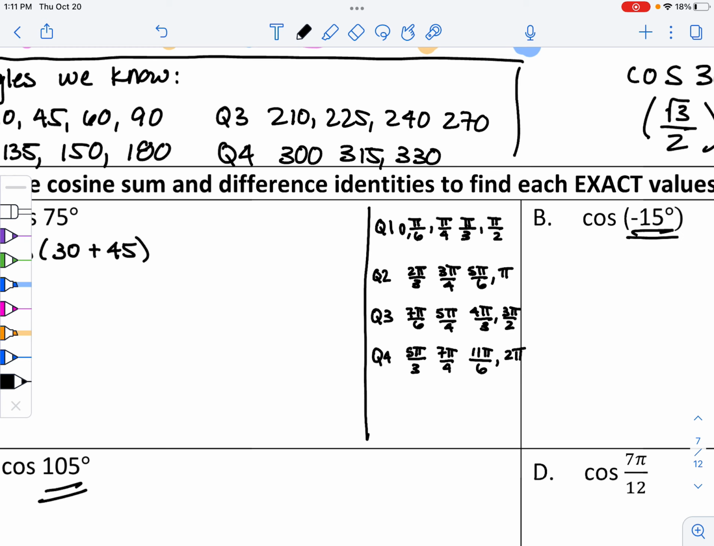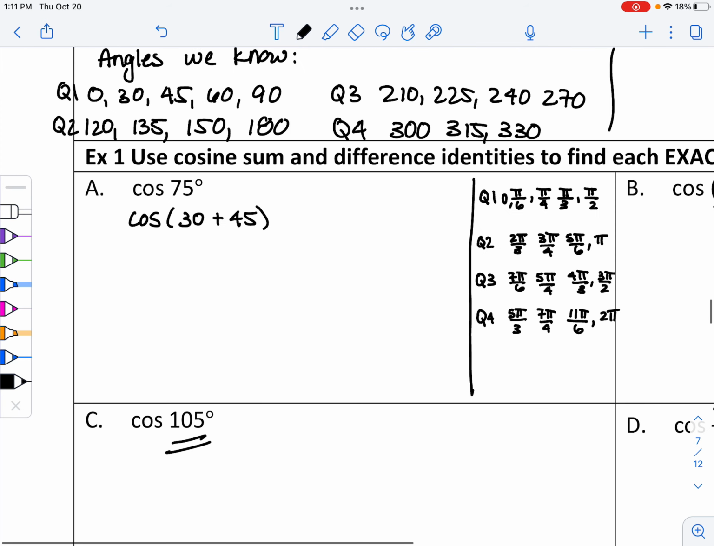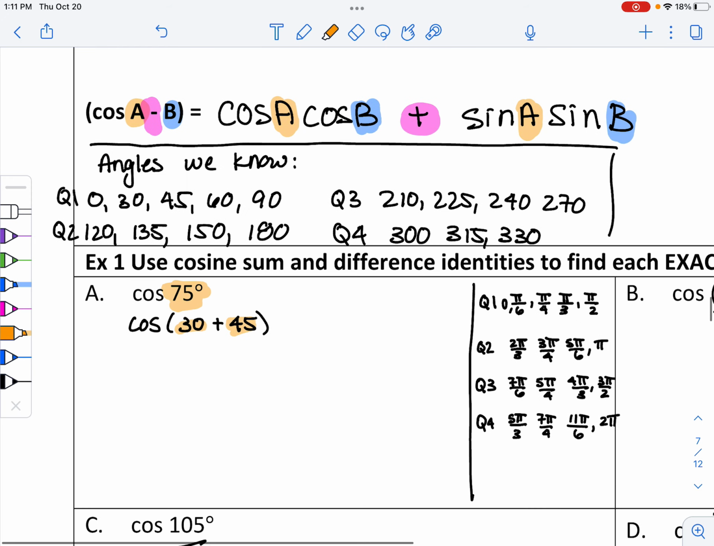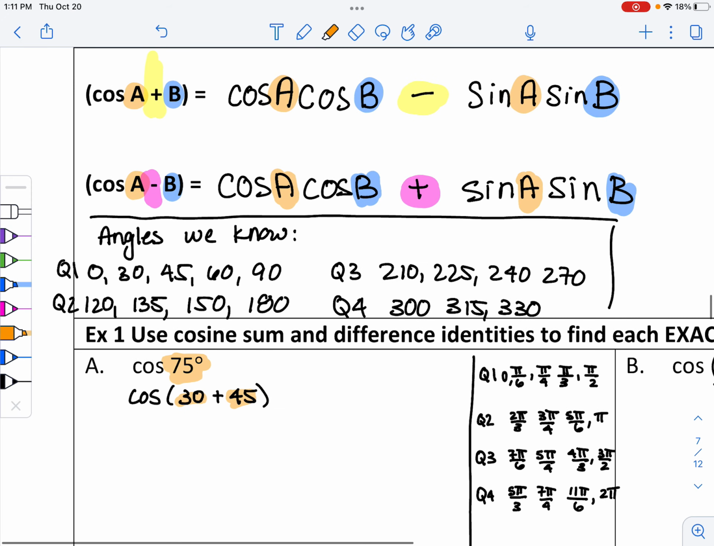So we know all of those angle measurements, and we are going to have to work with some of those fractions. If the problem starts in degrees, then it is okay to separate into degrees. If the problem starts in radians, make sure you're doing this in radians. So we are doing a sum identity for cosine. That means I'm doing 30 and 45.